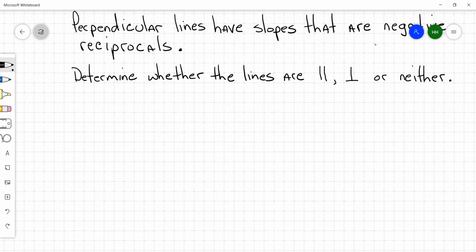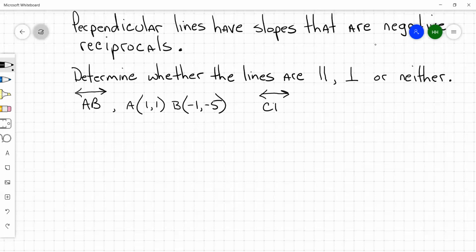And they give you line AB that has A at 1, 1, and B is at -1, -5. And line CD has points on it, C, which is 3, 2, and D, which is at 6, 1. So if we're going to determine whether the lines are parallel, perpendicular, or neither, we're going to find the slopes of those two lines. Agreed? We're going to compare the slopes, and that's going to give us the relationships of the two lines.